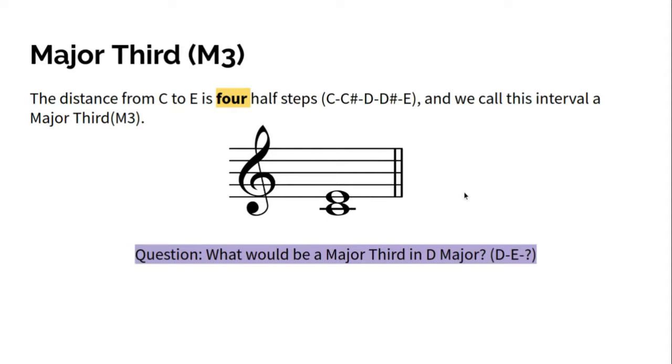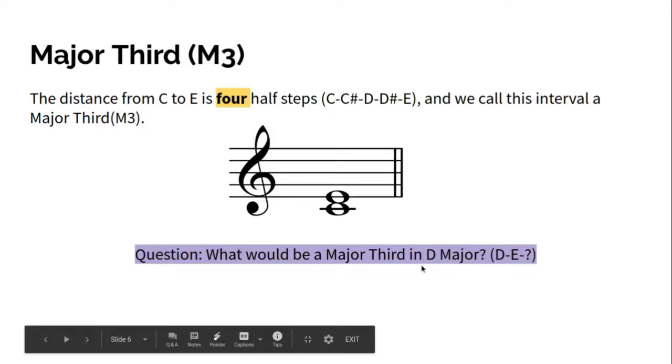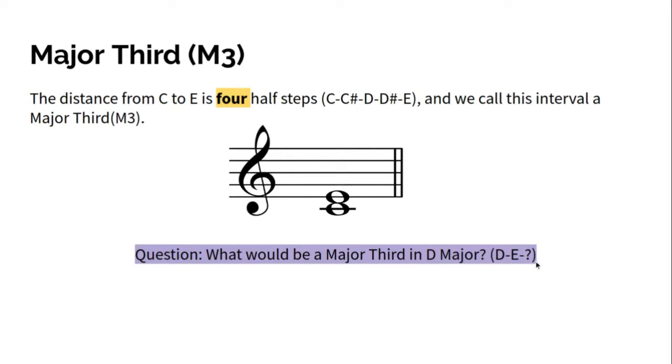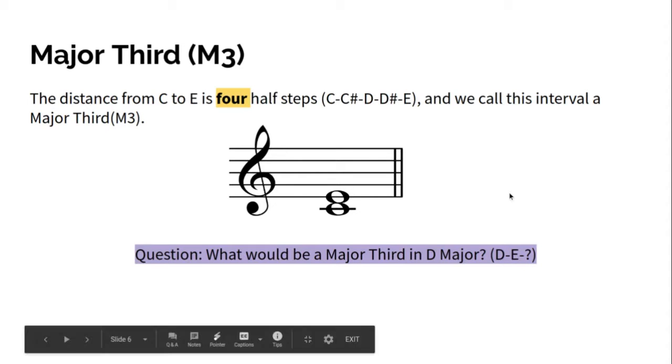Question for you is, what would be a major third in D major? D, E, and then what? What would come next? What would be the third note of that scale? What would be the major third in D major?